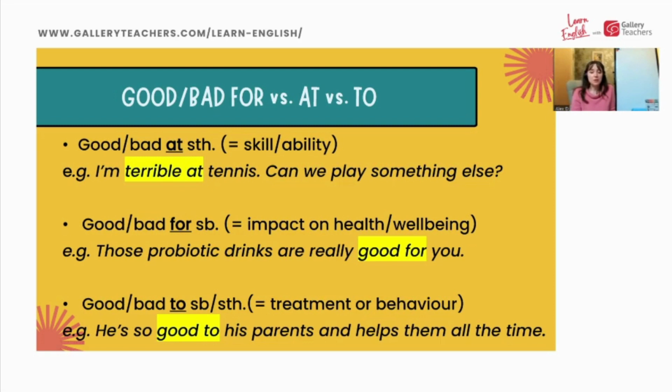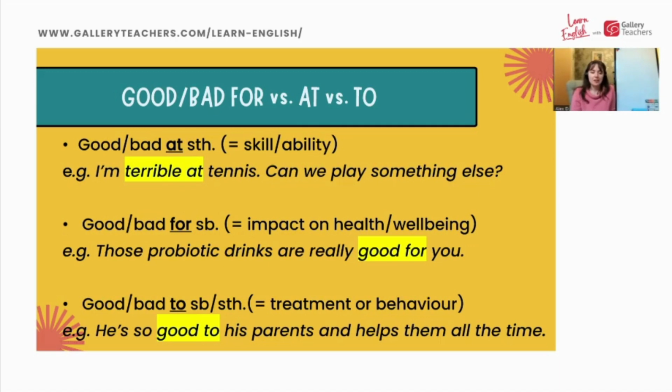Something can be good or bad for somebody. SB stands for somebody, and STH stands for something, by the way. You'll see that a lot in this presentation. And if it's good or bad for somebody, this means it impacts on health and well-being, either positive or negative. Example, those probiotic drinks are really good for you.